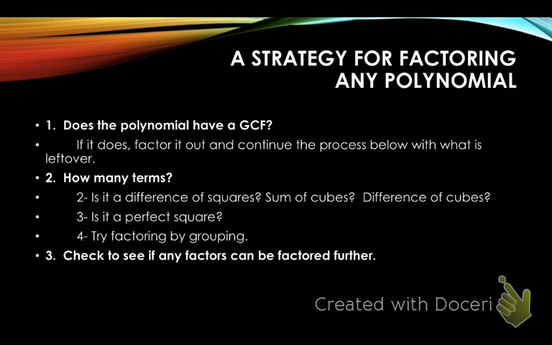Once you get to that point, then it becomes: how many terms do you have? If it's 2, it's pretty simple. If you factored something out, or even if you haven't, if it has 2 terms, then you're looking for a difference of two squares, a sum of cubes, or a difference of cubes, like we had yesterday. So if it has 2 terms, that's the first thing you're thinking of. If it has 3, as far as a special case, you want to see if it's a perfect square.